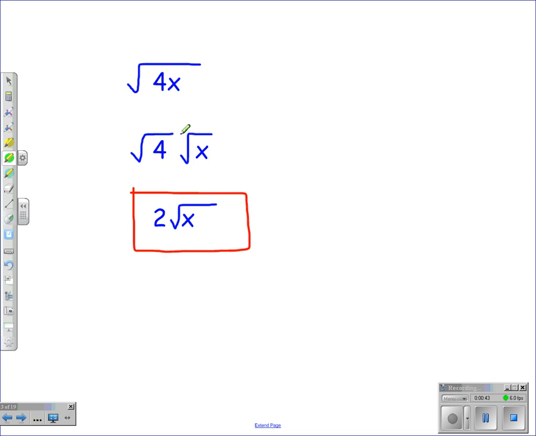Here I have the square root of 4x. Please notice the square root of 4x can be broken into the square root of 4 and the square root of x. We can see that the square root of 4 is 2. You write that on the outside. If it's a perfect square, you can write down what the number is. The square root of x, though, we don't know what that is, and so we have to write that as just the square root of x. So our answer is going to be 2 times the square root of x. We leave it in what is called radical form.